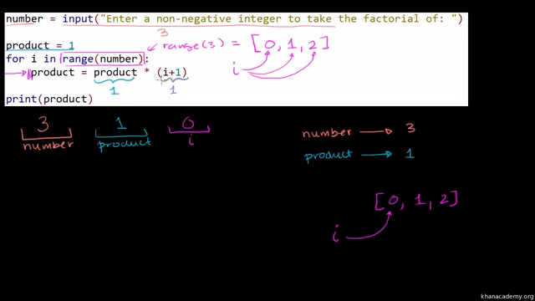So i is 0 plus 1, so we get 1. 1 times 1 is 1. So product will be reassigned to be 1, which really isn't going to change anything because it's already 1. It was 1 before. You multiplied it by 1 and reassigned it to be 1. So nothing really has changed that first time through the loop.